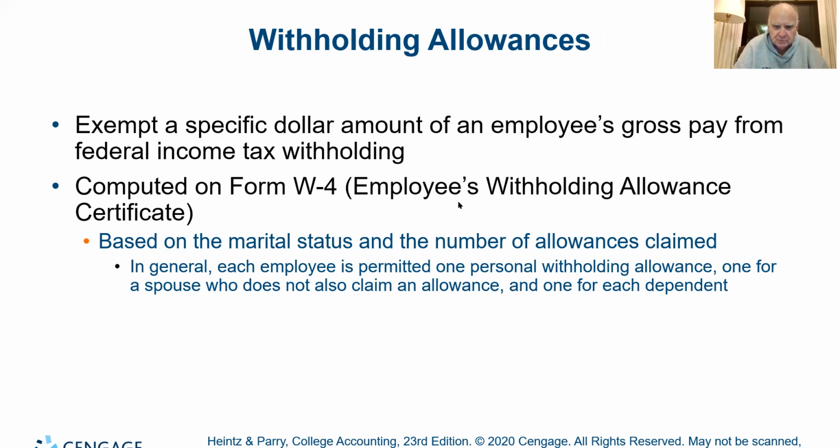Whether you remember or not, when you were hired, you filled out a W-4, Form W-4. And on that W-4, you put down your marital status and the number of allowances claimed. In general, each employee is permitted one withholding allowance and one for a spouse, and maybe one for each dependent. Actually, you can put whatever you want on this thing, up to certain limits. If you're a single person, there's nothing to stop you from putting down that you're married and you're claiming, say, 7 exemptions. Well, that's not true. And as a result, you will get a much bigger paycheck every week.